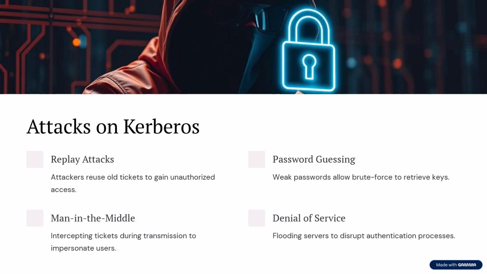Third one is the man in the middle attack. An attacker intercepts communication between the user and service to steal or alter the information. Kerberos prevents this by encrypting tickets and using secure keys. Fourth one is the DoS attack. Attackers can flood the Kerberos server with many fake requests to overload it and make it unavailable for real users. To stay safe, it's important to use strong passwords, keep system clocks synchronized, and secure the key distribution center properly.